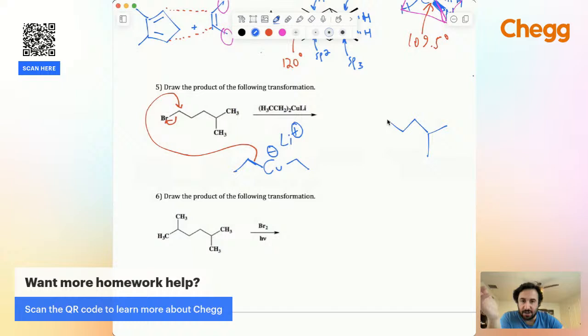Here is the carbon that was attacked, right? And so that means we need an additional 2 carbons. So these 2 carbons are these 2 carbons. Those got tacked on there because they attacked this carbon right there. So we just get that hydrocarbon. We get that alkane product because of the organocuprate addition.